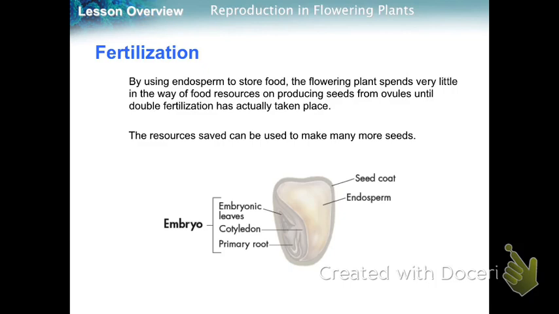The endosperm is used to store food, so flowering plants spend very little energy or resources to produce seeds from ovules until double fertilization has actually taken place. The resources that are saved can be used to make many more seeds.